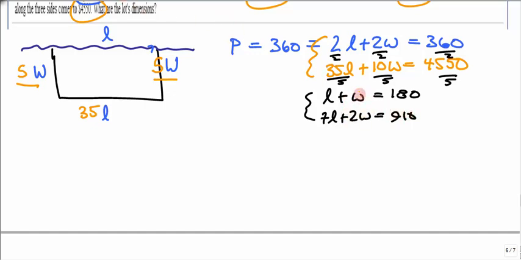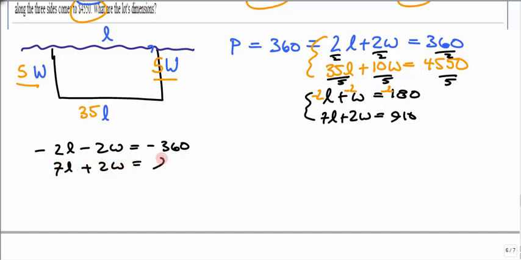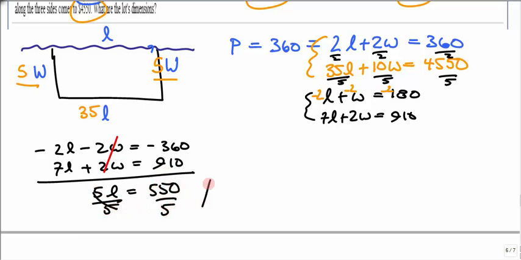Now let's go ahead and eliminate the W's by multiplying through by a -2 on every term of the top. So we have -2L minus 2W equals -360. Just the signs are opposite. And then below I have 7L plus 2W equals 910. The W is eliminated like we wanted. 7L minus 2L is 5L. And 910 minus 360 is 550. Divide both sides through by 5, and I get L equals 110.